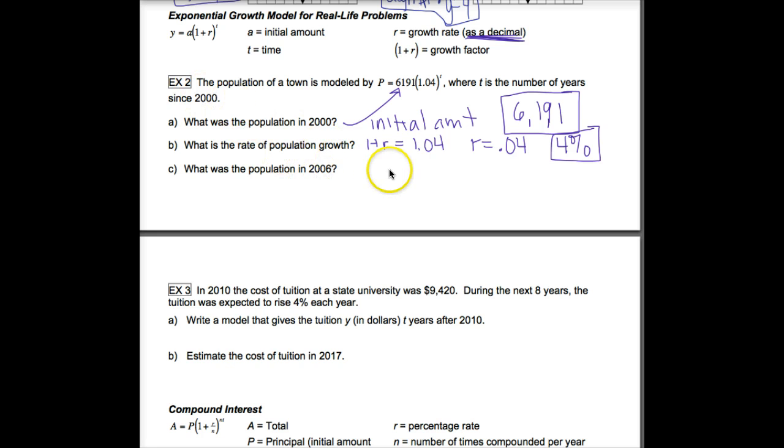Well, 2006 is 6 years after the year 2000. So all this is asking you to do is plug in 6 for T. You can certainly use your calculator to help you here. I don't know what 1.04 raised to the 6th power is off the top of my head, so I don't expect you to either. But you should be able to press this into your calculator, and hopefully you come up with 7,834 is the population.